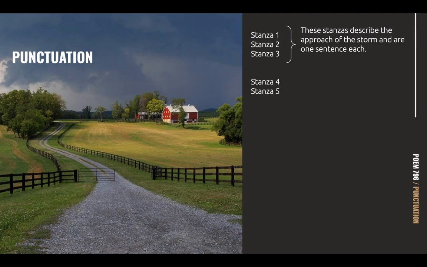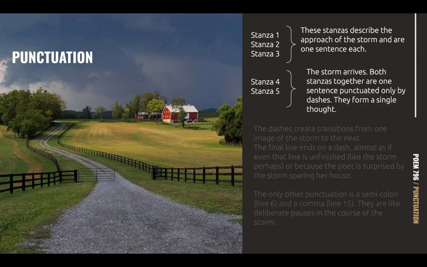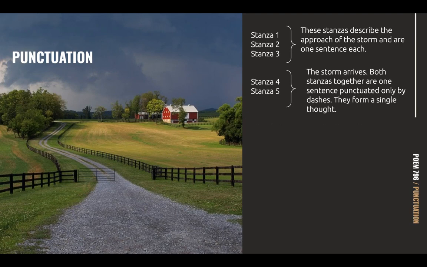So if you were to look at the poem, you would see that each of the first 2 stanzas are 1 sentence each. They end on a full stop, and they each describe the approach of the storm. 4 and 5 are a little bit different because they show what happens when the storm arrives. They're all 1 sentence, and the only thing that they're punctuated by are the dashes, and they don't even really end. They form 1 single continuous thought.